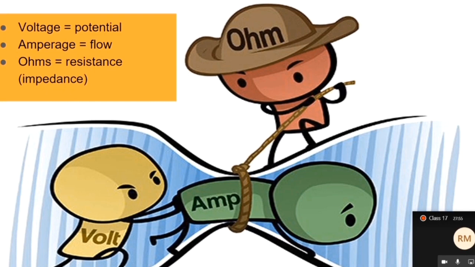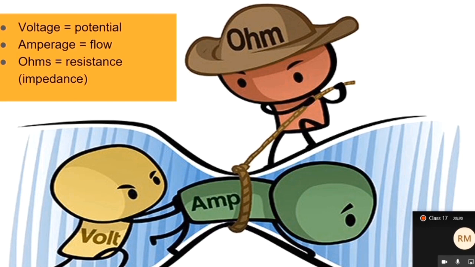But as it happens, there's this thing called impedance, sometimes called resistance, and it's measured in ohms. So you can see here, the ohm character has the lasso and is squeezing the wire together so as to create resistance, right? And the volt's shoving. It's like, come on, go amp, go amp. But the amp can only travel insofar as the resistance allows it.